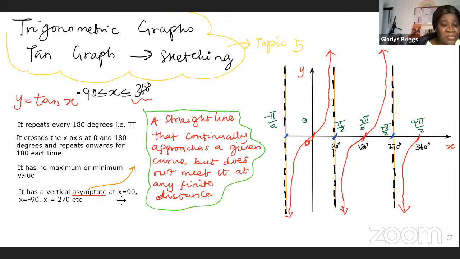It has vertical asymptotes at x is equal to 90, x is equal to negative 90, x is equal to 270, and so on, yeah? And you've indicated all those key points in your graph. Then you can send it to me. I need to put my computer on so that I can know when you send it to me, let me know, okay? Because I have to go onto the other computer to check it for you.